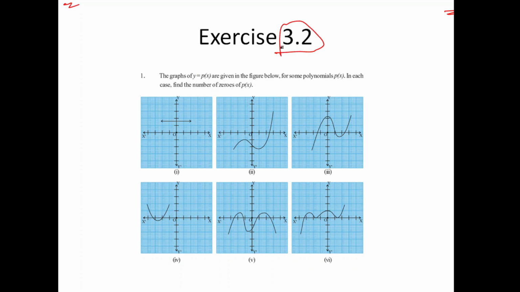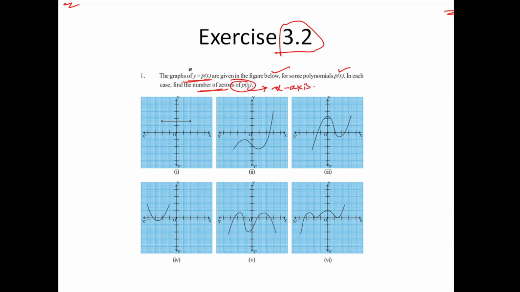3.2. Okay, let's look at the first question. The graphs y equals p of x are given in the figures. Find the number of zeros of the polynomial p of x in each case. As it says p of x, you need to look only at the x-axis.